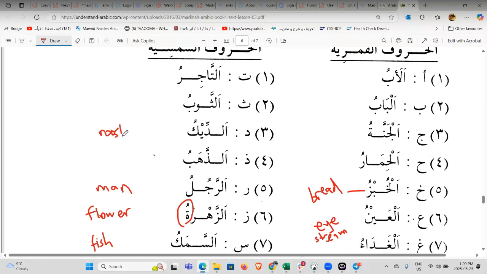So a lot of vocabulary in this lesson. Adh-dhahab, gold. Adh-dhahab is gold. Al-fidda is silver. Ath-thawb, cloth. At-tajir, the trader. Okay.